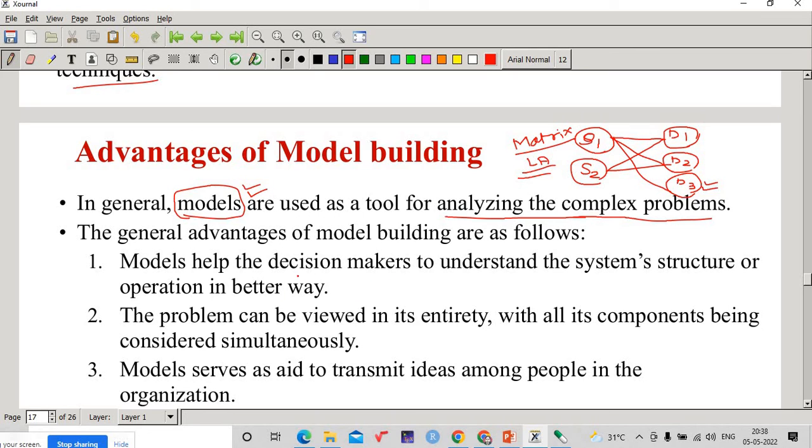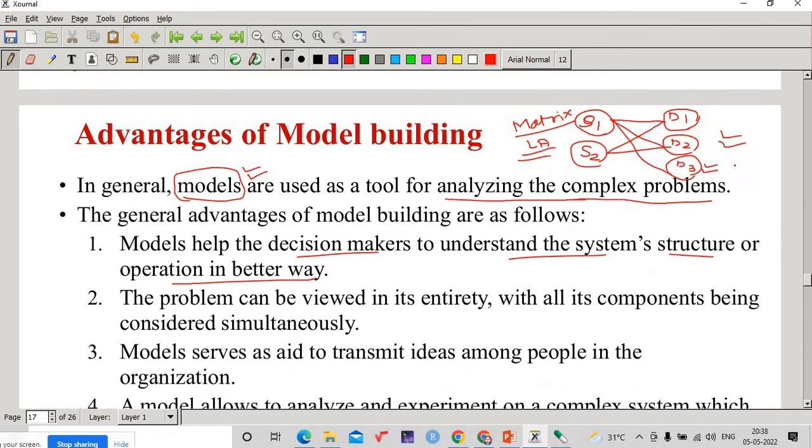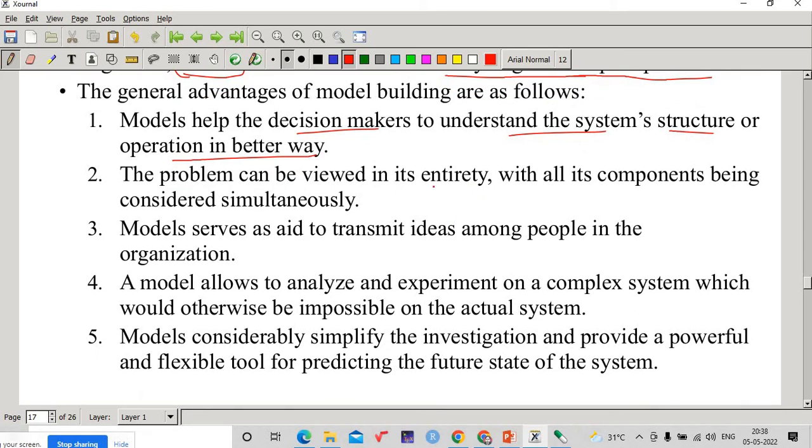Models help the decision makers to understand the system structures and operations in a better way. Definitely, as I told you, problems can be viewed in their entirety with all their components being considered simultaneously. I made a mistake in some sentence formation here.